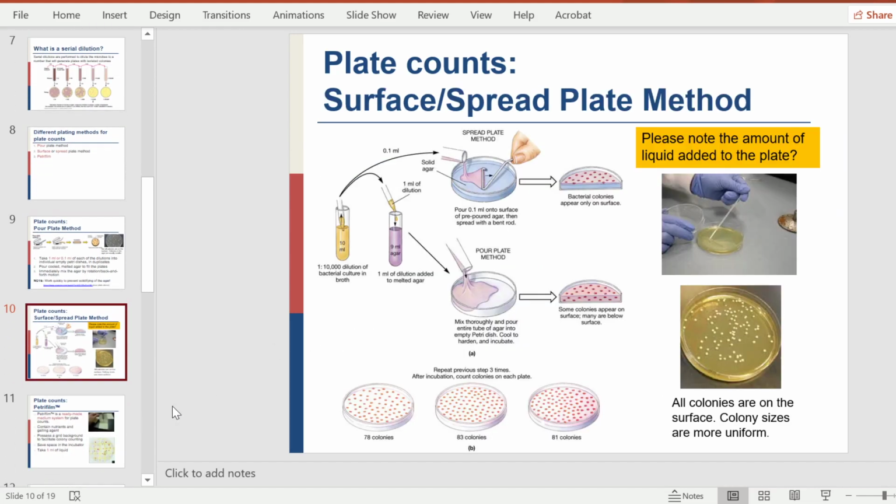Okay, so now the next method, known as the surface/spread plate method, is going to involve doing your serial dilution again, but then instead of mixing your inoculum with your medium, you're going to have the solidified medium already ready, and then you place whatever sample you're looking at on top and spread it around. So instead of pouring it all together, you're spreading it onto the surface, okay? So you're spreading whatever liquid you're testing onto the top of your surface, okay? So now all the colonies are going to be on the surface, and the size should be pretty uniform in comparison.